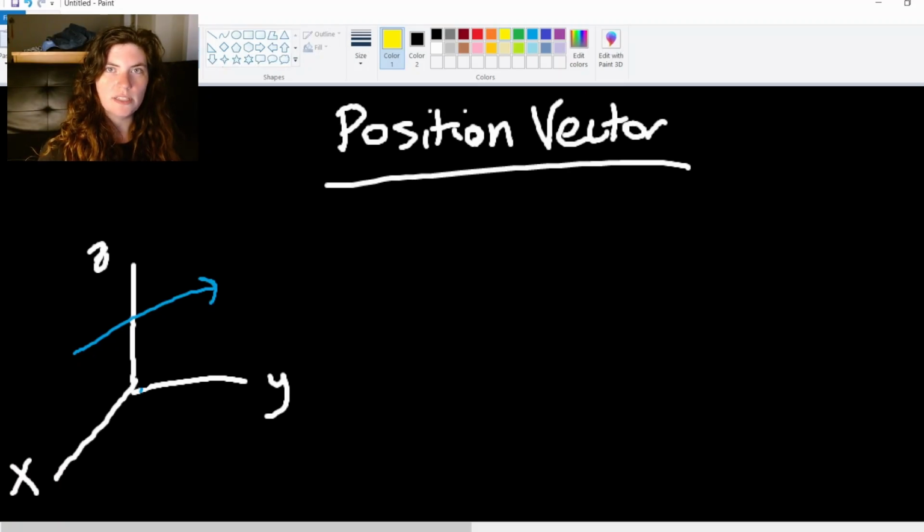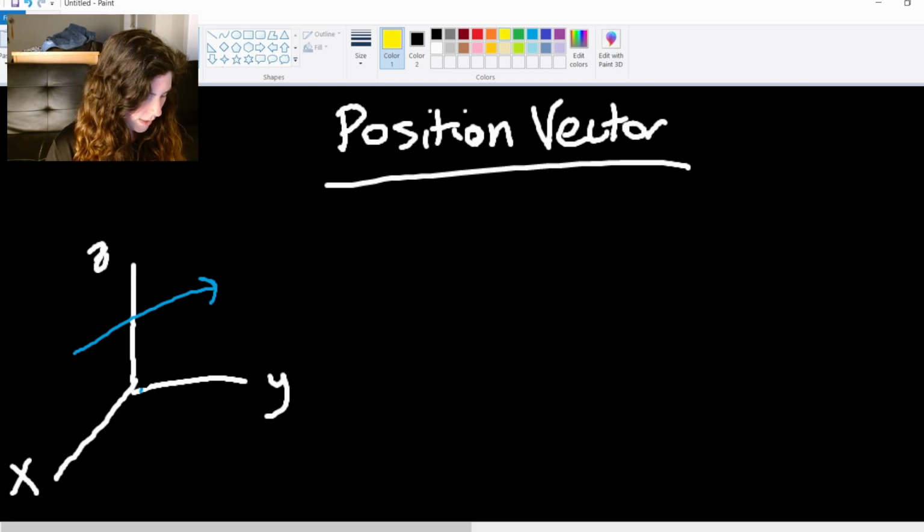Let's talk a little more in depth about the position vector and how we get it. So we've talked a lot about vector addition, but this position vector is actually a form of vector subtraction. Whenever you have a vector floating out in space like this, you need some way to orient it to get its direction.